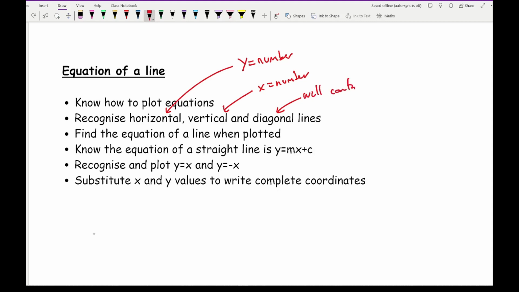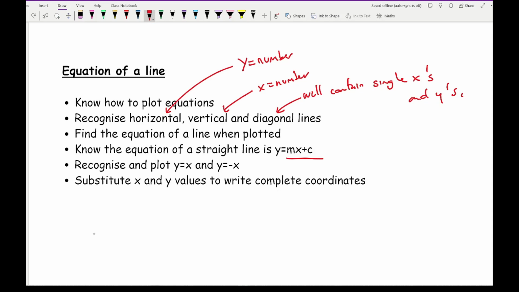contain single x's and y's with no fractions, or at least not when x is in the denominator. So you also need to recognize that the equation of a straight line is y equals mx plus c. Again, if you're not too sure, then I strongly recommend you watch videos related to this, and there will be links in the description that go through that.